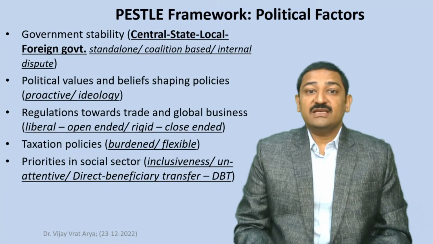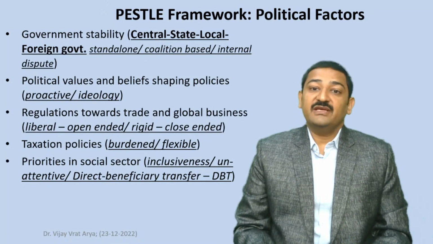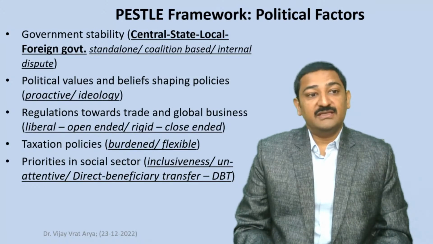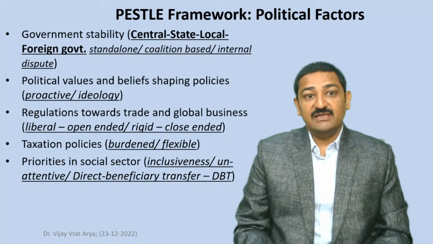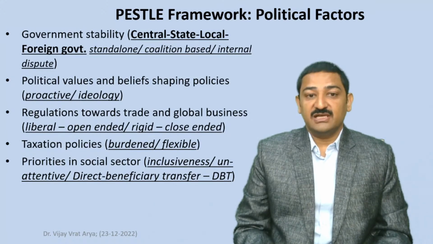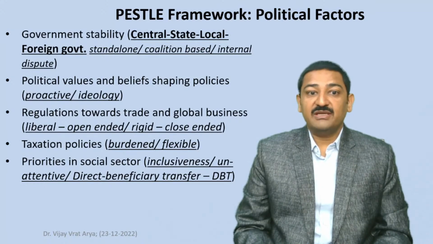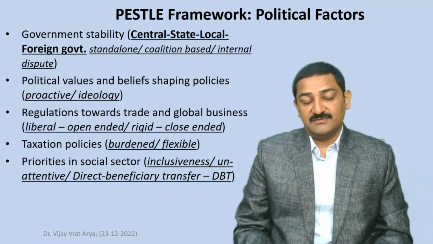Now we need to understand each factor of the PESTLE framework. First we will refer to the political factors within the PESTLE framework. It covers, for example, government stability. It can be the stability of the central government, state level government, local government, and say foreign government, in case there is some implication or linkage of the organization with a global presence.